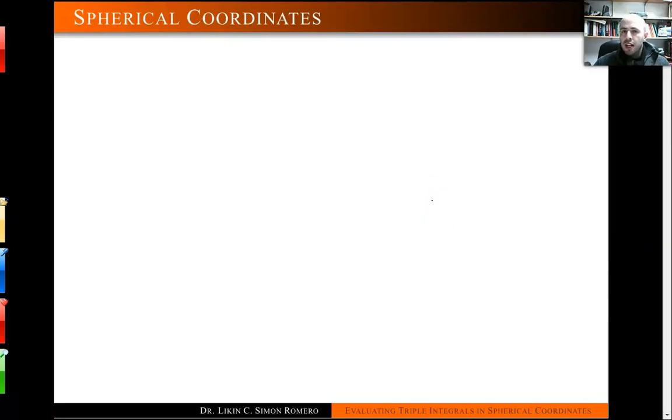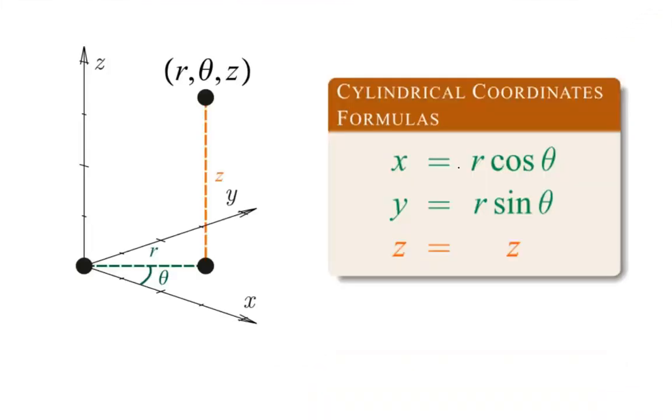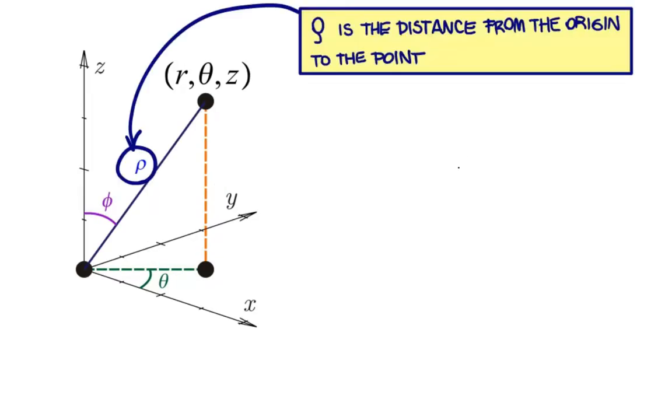Spherical coordinates. Spherical coordinates are going to spring from cylindrical coordinates in this way. So suppose that you have the cylindrical coordinates and the cylindrical coordinate formulas. The thing that we're going to try to get is the formulas for spherical coordinates. And the way that we're going to do it is like this.